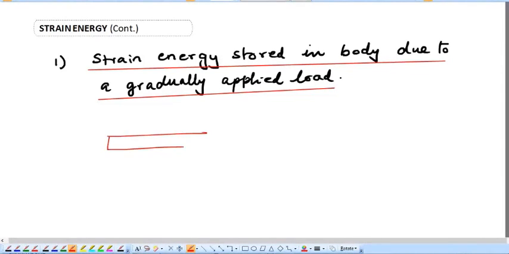See, your body is like this, you are applying a force. What happens? There may be a straining effect, and due to this, the body gets deformed like this. So, if the body is in this position, so in the position 2, what happens is some amount of energy is stored in body. So, this energy you have to calculate.